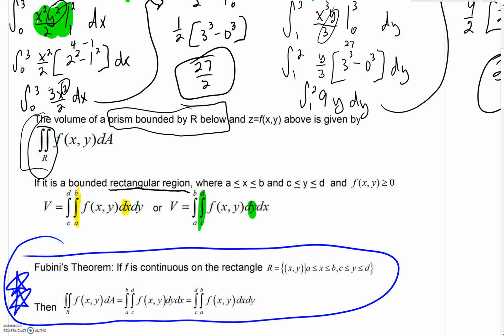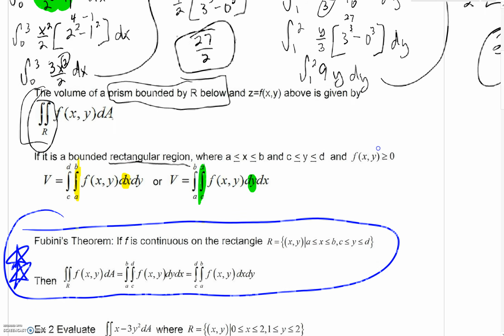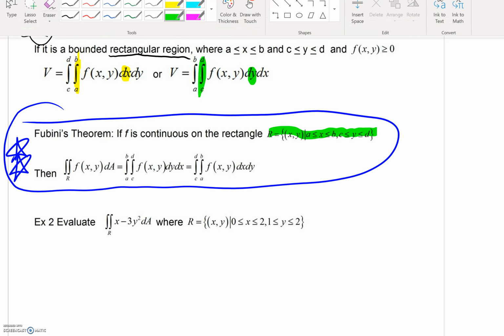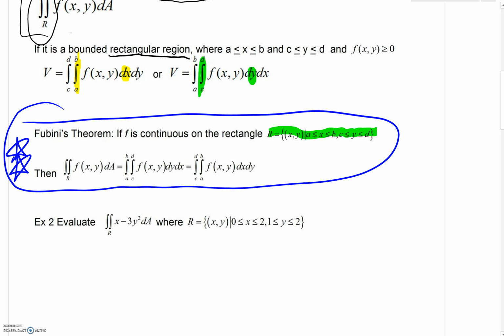You can integrate first with respect to x or first with respect to y. You're going to get the same answer. What that's really called officially is Fubini's theorem. Fubini's theorem says, hey, if you've got a rectangular region, that's the caveat. We're assuming that we've got this rectangular region where x is bound between two numbers, y is bound between two numbers, and you've got some function of two variables in the integrand. It doesn't matter what you integrate with respect to first, you'll get the same answer.